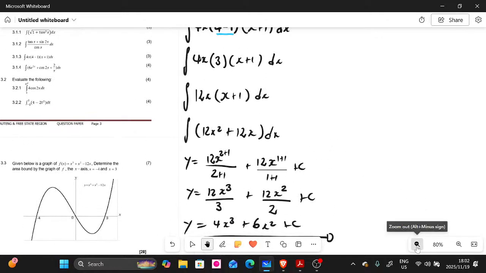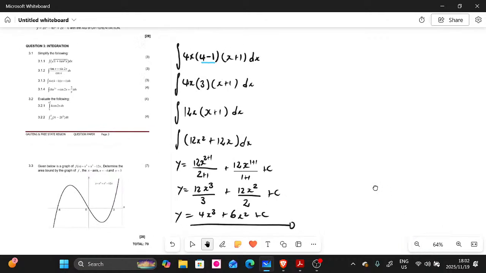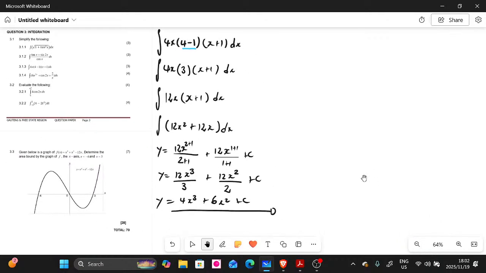Let me just zoom down again. See the one that I highlighted in blue there? That was the trick actually that they were trying to trick you with. So be very careful, guys, when you are solving these problems. They might give you some serious challenge.